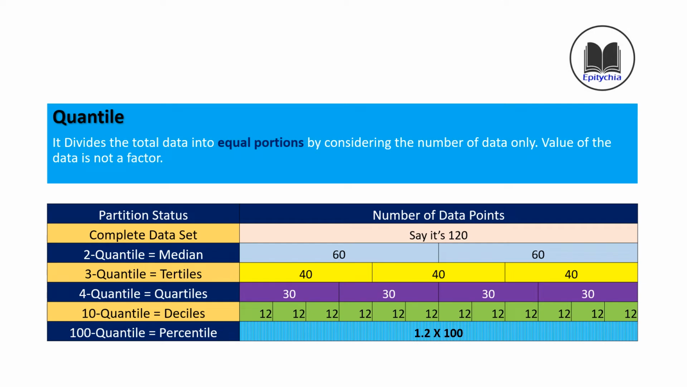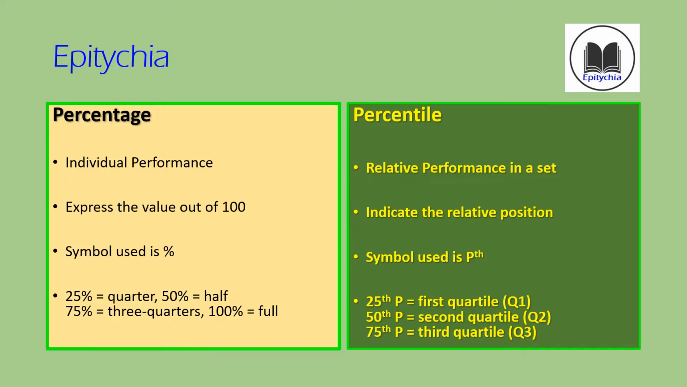Now we learned that certain points divide the total data set into equal parts. These points are called quantiles. 2-quantile is median, 3-quantile is tertile, 4-quantile is quartile, 10-quantile is decile and 100-quantile is percentile. Here some of the differences between percentage and percentile are listed.